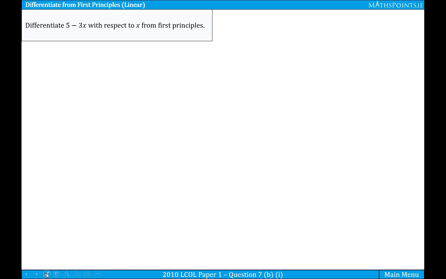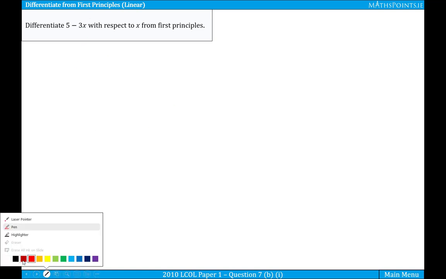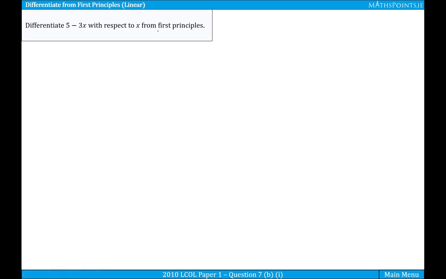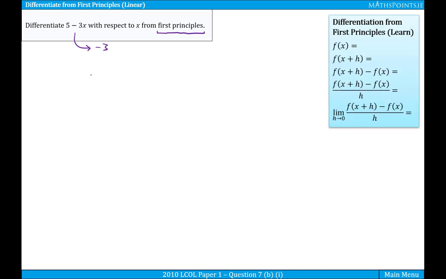Okay, so when we differentiate from first principles, it's a formal way of basically doing what we could do with the power rule in a couple of seconds. I mean, the power rule, if I was to differentiate this, 5 minus 3x, I know that the answer is minus 3. It doesn't take any time at all. But we have to use the following headings to do the same thing. So just a formal proof.